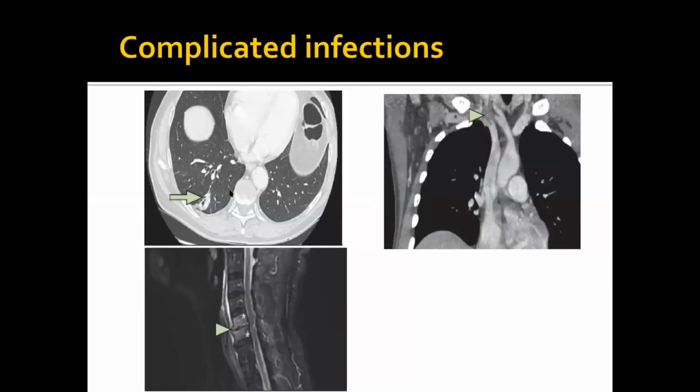This is a patient who developed lung abscess secondary to hematogenous spread of central line infection. This patient has thrombophlebitis at their neck veins. This patient developed osteomyelitis from central line infection.